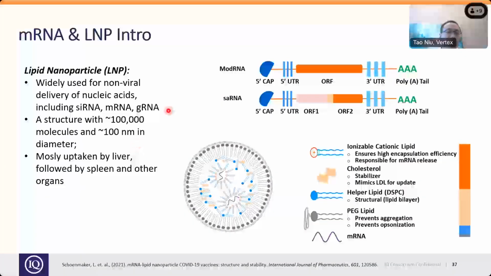And as you see, this LNP is typically widely used for delivery of nucleic acids. It can be used for siRNA, such as patisiran, and mRNA, and this structure has about 100,000 molecules and is about 100 nanometers in diameter. And the uptake typically is mostly by liver, followed by spleen and other organs. And for immunogenicity, typically the PEG lipid as well as target proteins can give you immunogenicity issues.